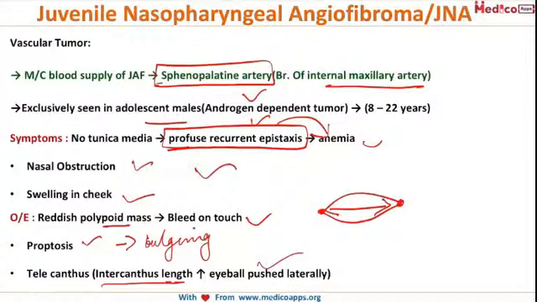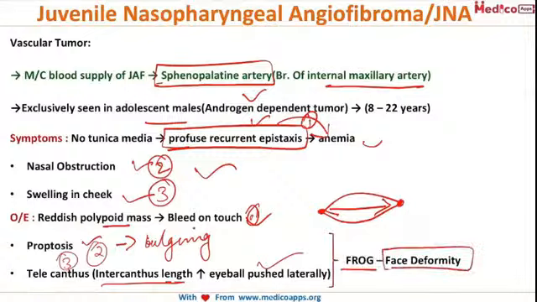So the presenting symptoms will be profuse recurrent epistaxis, nasal obstruction, swelling in the cheek, and on examination you will have a reddish polypoidal mass which bleeds on touch and proptosis along with telecanthus. Okay, so this results in what is known as the frog face deformity. So the typical most important question for you is the frog face deformity.